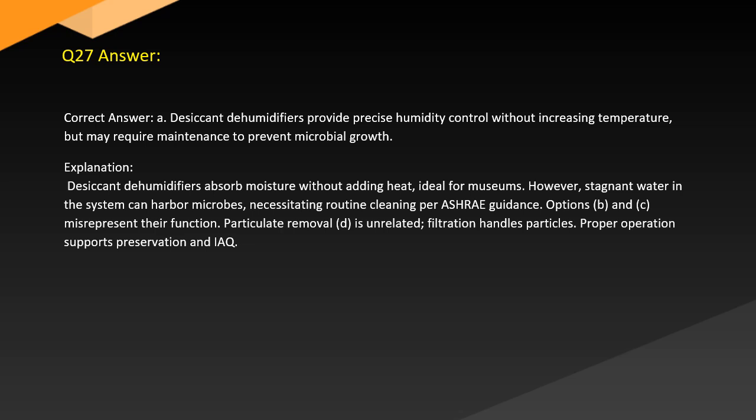Answer. Correct answer: A. Desiccant dehumidifiers provide precise humidity control without increasing temperature but may require maintenance to prevent microbial growth. Explanation. Desiccant dehumidifiers absorb moisture without adding heat, ideal for museums. However, stagnant water in the system can harbor microbes, necessitating routine cleaning per ASHRAE guidance. Options B and C misrepresent their function. Particulate removal, D, is unrelated. Filtration handles particles. Proper operation supports preservation and IAQ.